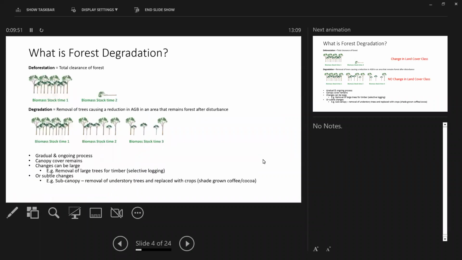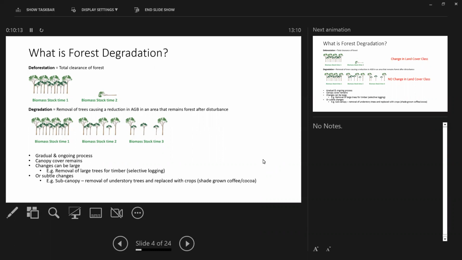So I just wanted to put a little segue into degradation, because some of you probably might not really know much about it. So deforestation then is the total clearance of forest. So you have your biomass stock at time 1, and then everything is gone, and you've got dead trees, and there's no biomass.